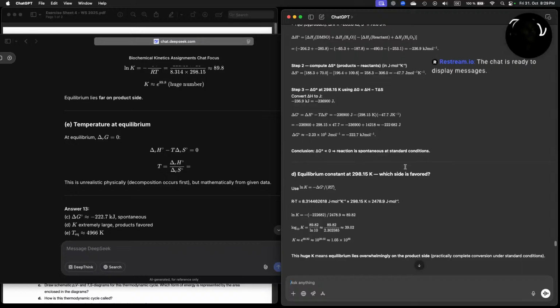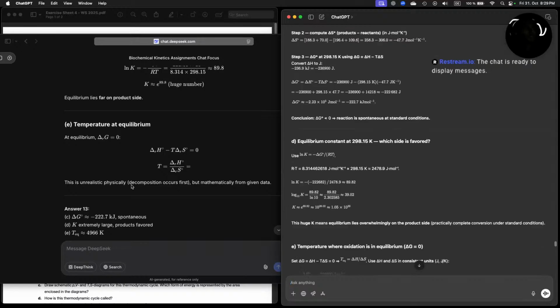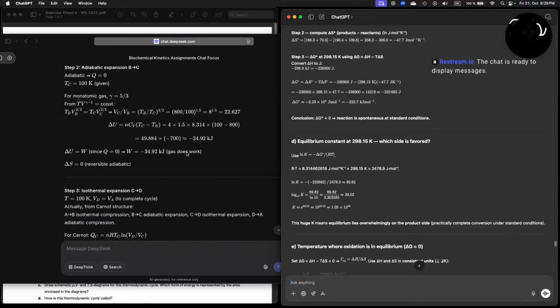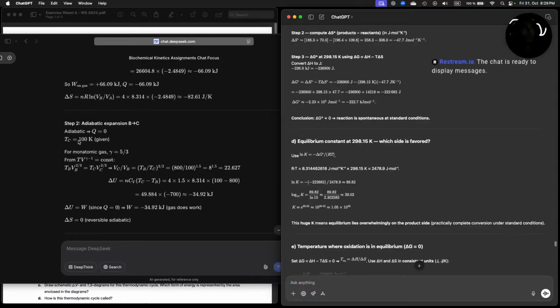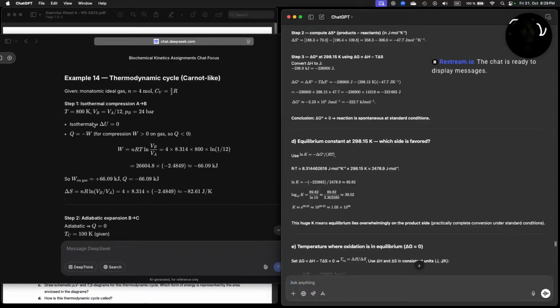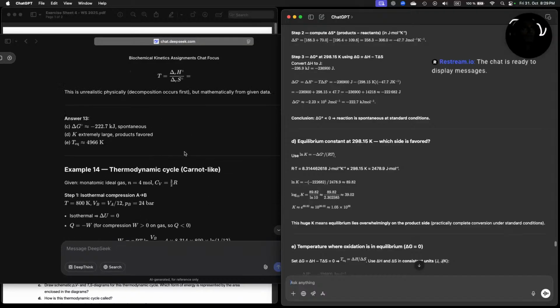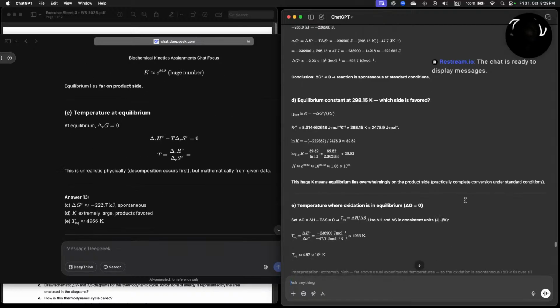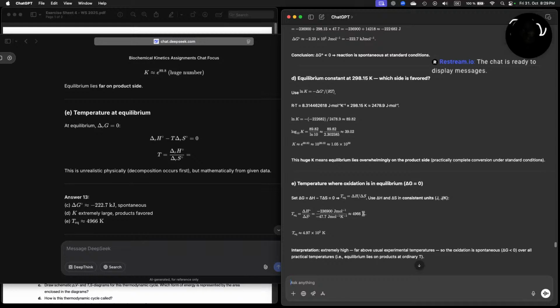Temperature at equilibrium. This is unrealistic physically, but mathematically from the given data. How much adiabatic expansion? Okay, we got 4,966 kelvins. It is correct.